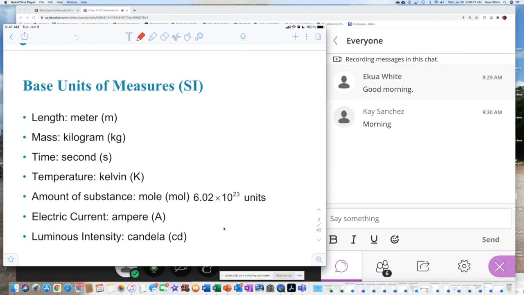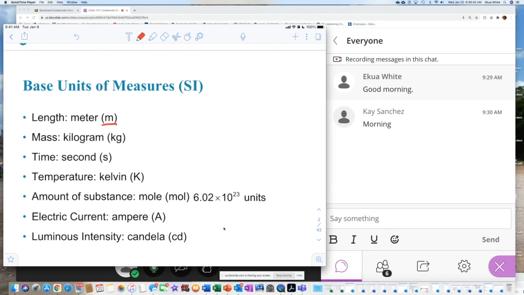Now, in general chemistry, when we do a lot of measurements, we don't get to do all of these measurements. At some point, we will measure length. Now, the length, depending on the object and the size you're measuring, it may be a large object or a small object. But for the most part, length is measured in centimeters or inches. And then in calculations, it's converted to meters.